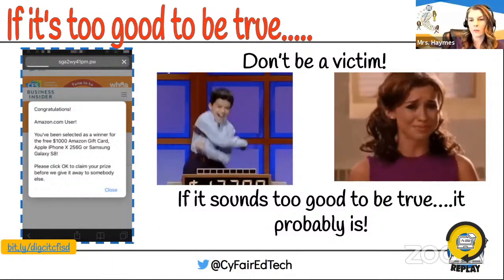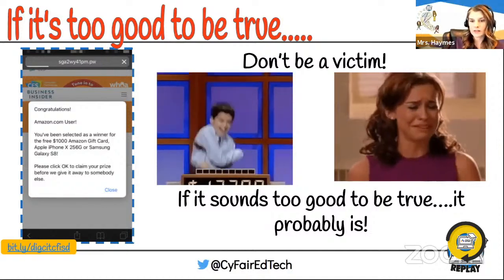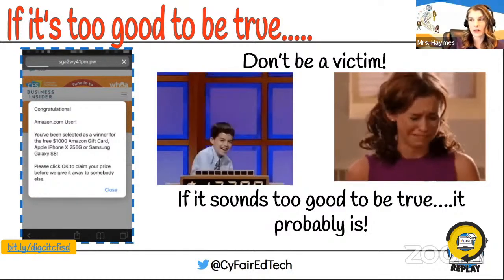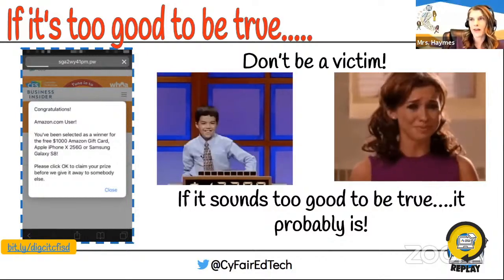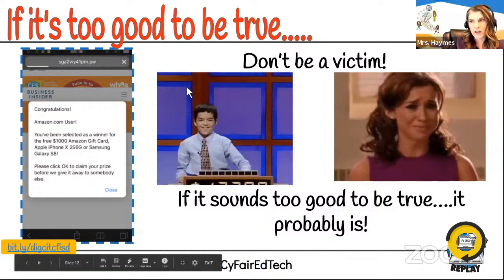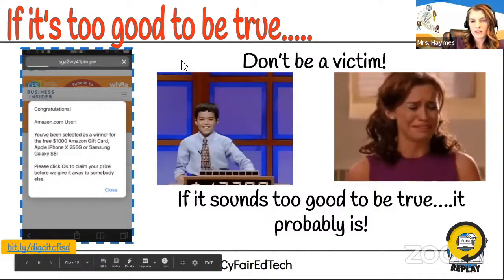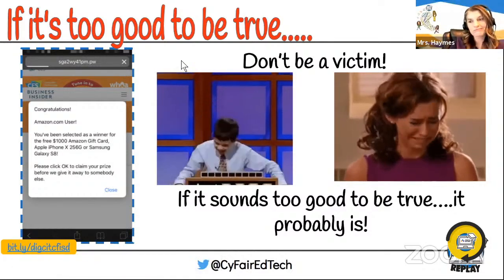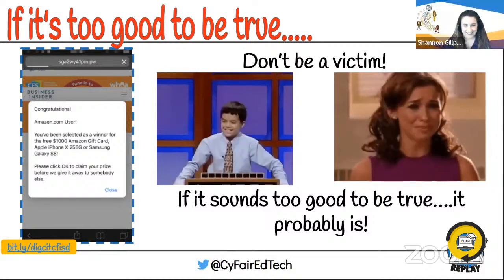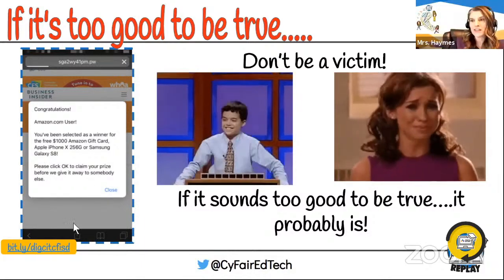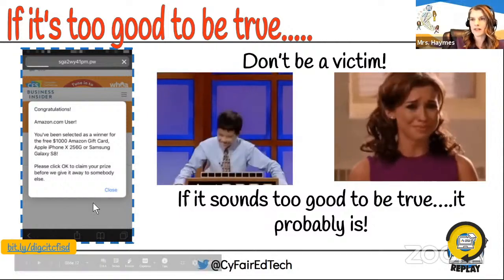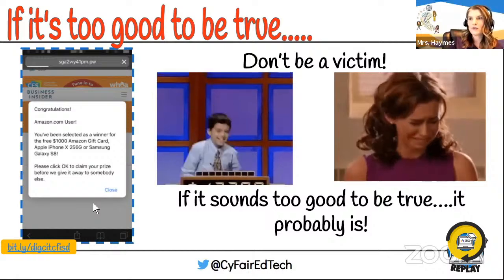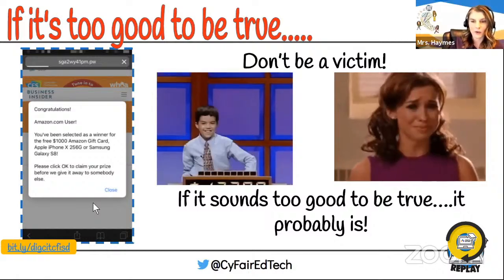And a lot of times, they're playing on what they think you would want. They think that people would love to have money or would like to have a free iPhone or something like that. What I try to tell people is that typically, if it's too good to be true, it probably is. So look at this sample. This is just from a cell phone. Somebody got a pop-up that said, congratulations, Amazon user, you've won a $1,000 gift card or an iPhone or a Samsung. What?